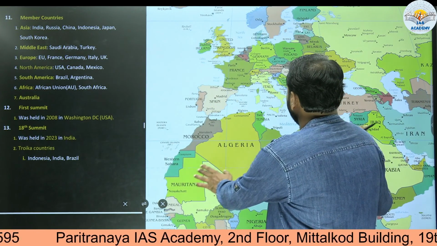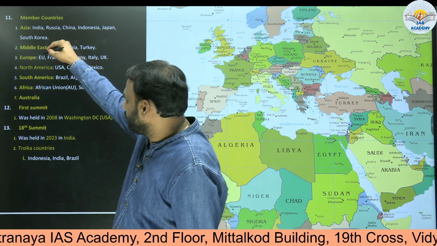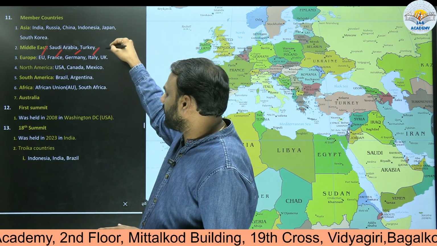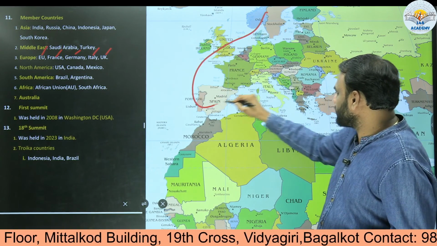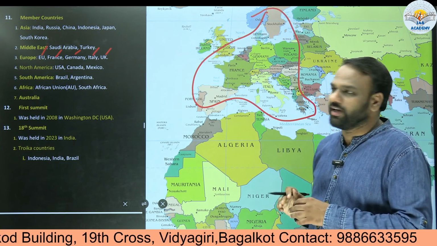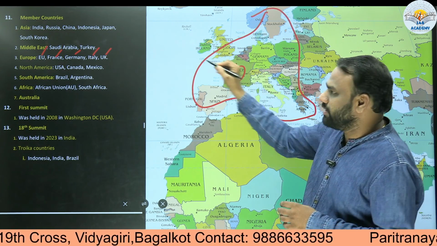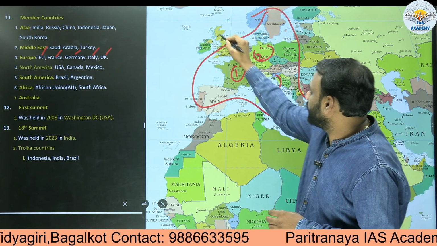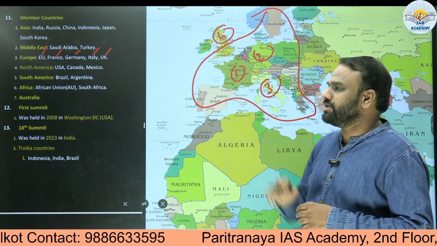For Europe, we shall go to Europe. So we have already seen what is European Union. So European Union is a member of G20. France is a member, Germany is a member, Italy is a member, UK is a member. Apart from European Union as a union, France is also a member. Next we have Germany, Italy, and UK. 4 countries plus 1 grouping from Europe are represented in G20.